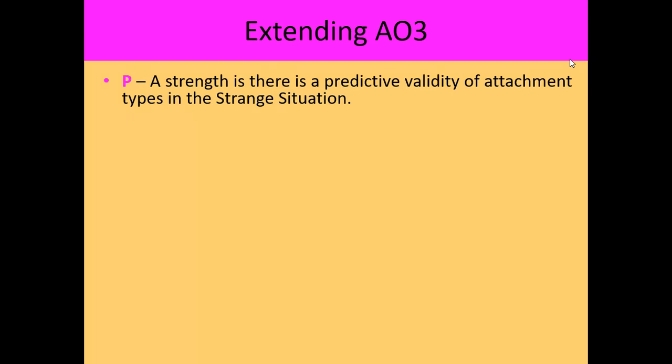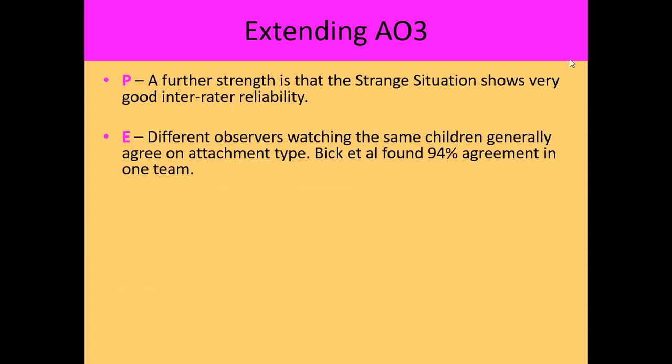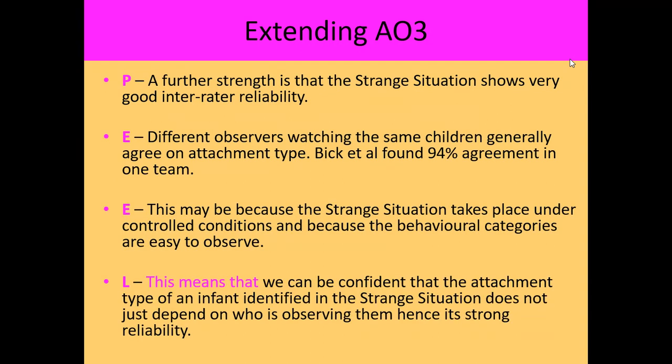In terms of AO3, I've elaborated some AO3 points for you. So you can say that there's predictive validity of strange situation. This links to this continuity hypothesis that Bowlby suggested, that your attachments in childhood can affect your attachments later on in life. So there's an elaborated point here. If you remember, there's also elaborated AO3 points in your textbook. You could also say that strange situation has high inter-rater reliability. Most of the observers agreed on the behaviour that they were observing in children. So it's a reliable method of deciding on attachment types.